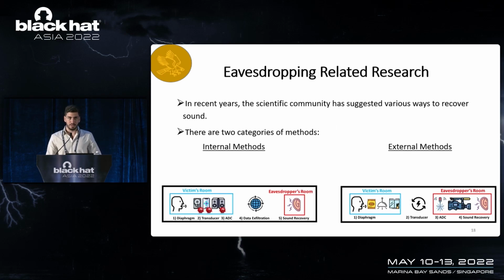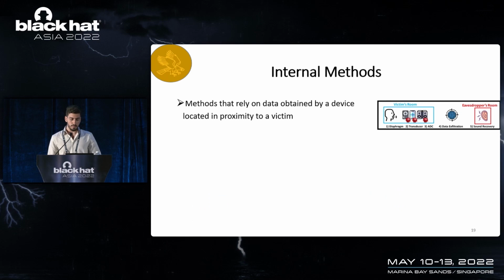Now we'll discuss some eavesdropping related research. First of all, in recent years, the scientific community has suggested various ways to recover sound. We're going to divide those ways into two categories. The first category is internal methods, and the second category is external methods. We're going to first discuss internal methods.